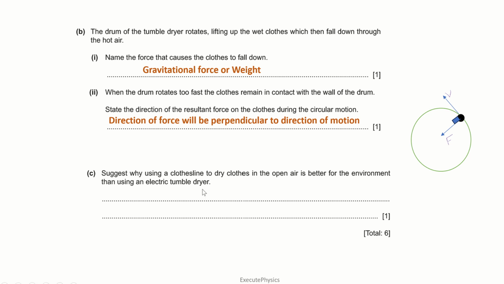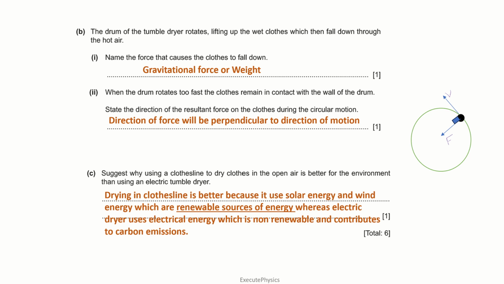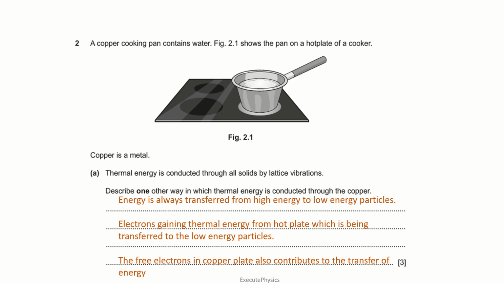Suggest why using a clothesline to dry clothes in the open air is better for the environment than using an electric tumble dryer. In open air, we are using solar energy and wind energy, which are renewable sources of energy. Whereas in the dryer, we are using electrical energy, which is non-renewable, and it contributes to carbon emissions. It's a 1-mark question, so briefly you can mention this.